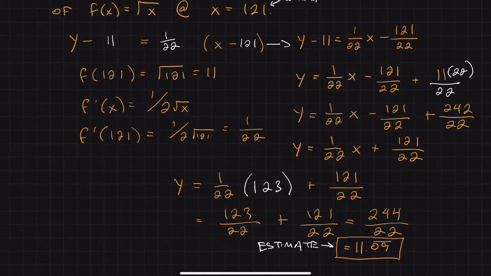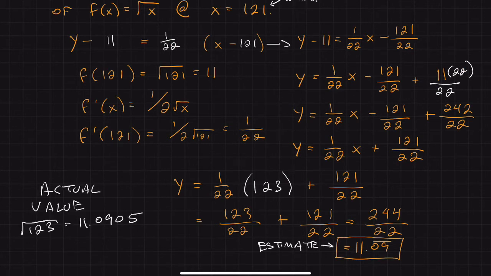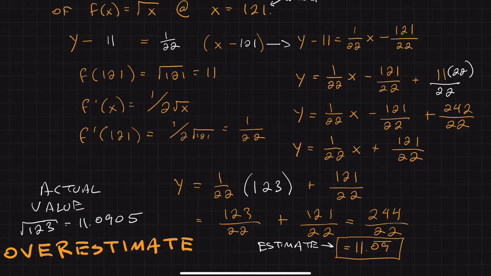And keep in mind, what we just found was an estimate for the square root of 123. The actual value of the square root of 123 is not a rational number. We can round this value to 11.0905. So our estimate here was actually pretty good. Our estimate was within 0.0004 of the actual value. And since the estimate was higher than the actual value, we would call our estimate an overestimate.